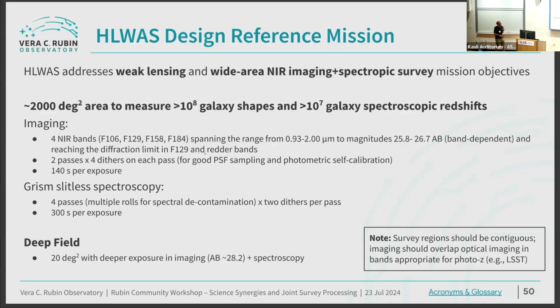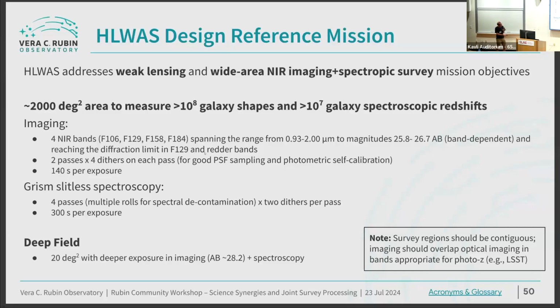So the nominal strategy was to have 2,000 square degrees to measure 10 to the 8 galaxy shapes and 10 to the 7 galaxy spectroscopic redshifts for cosmology. So this was imaging in 4 near-infrared bands spanning a range of wavelengths. In terms of how these observations would happen, it would be 2 passes and 4 dithers. I'll show what that means on the next slide. 140 seconds per exposure. This also included GRISM slitless spectroscopy. So 4 passes and 2 dithers, 300 seconds per exposure. There's also a deep field of 20 square degrees that would go a few magnitudes deeper.